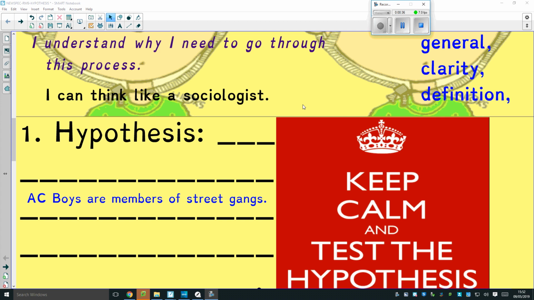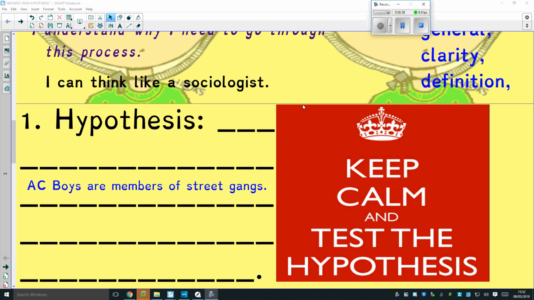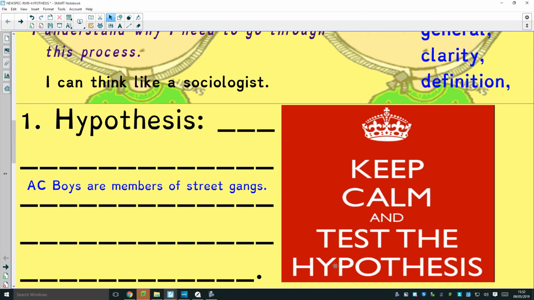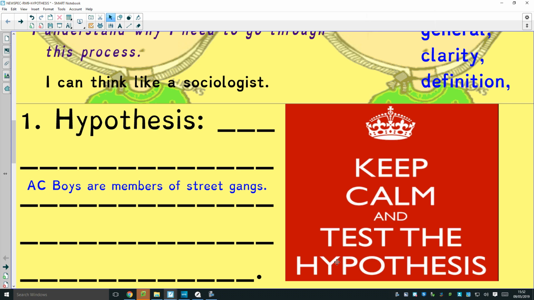So, you could go full science and have a hypothesis, a statement that you are going to try and test whether it is true or not. So, Afro-Caribbean boys are members of street gangs is a hypothesis. You would then do some research to prove or disprove that hypothesis.